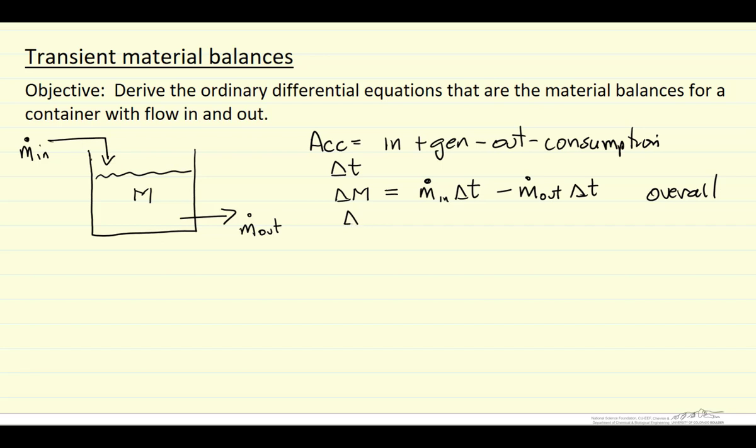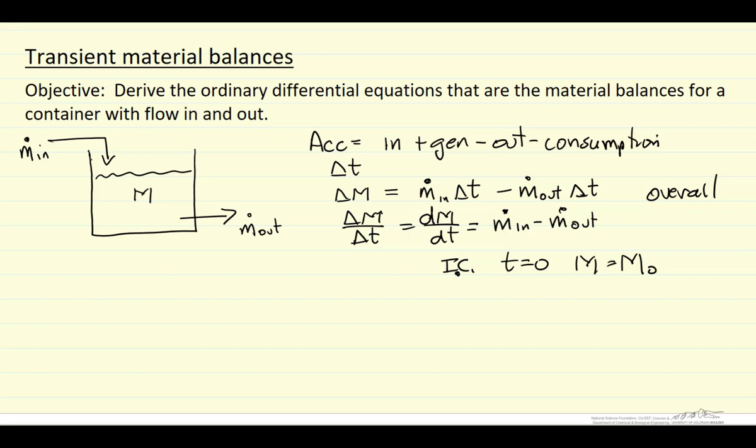And we can divide by delta t. And what we do is then say if delta t is really small, this approximates a derivative, and that's equal to the flow rate in minus the flow rate out. We have a differential equation where the initial condition is that at time equals 0, the mass equals the initial mass in the tank. Of course, the flow rate in and flow rate out can each be functions of time.